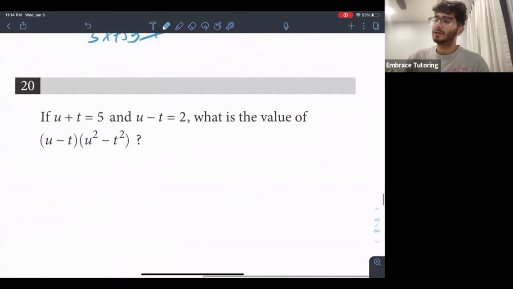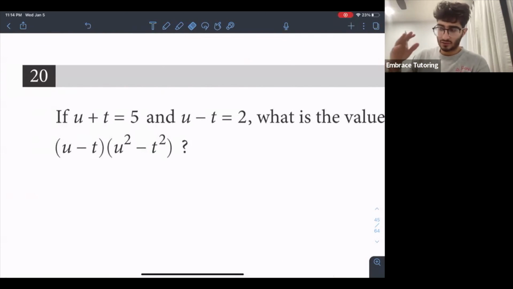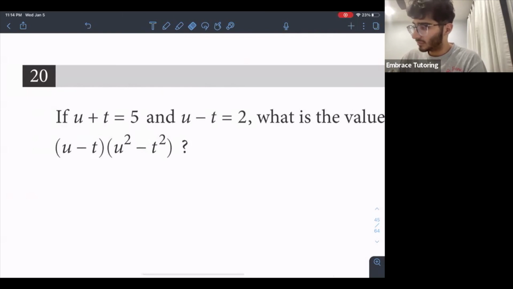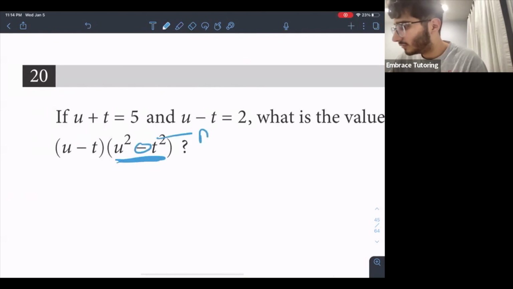Last question, 20. If u plus t is 5 and u minus t is 2, what is the value of u minus t times u squared minus t squared? This is the type of problem where we have to think outside the box and think critically. They're asking for u minus t, which they gave, right? They give you 2. And they give you u plus t, but they didn't give you u squared minus t squared. Well, we can simplify u squared minus t squared because it's a difference of squares, right?